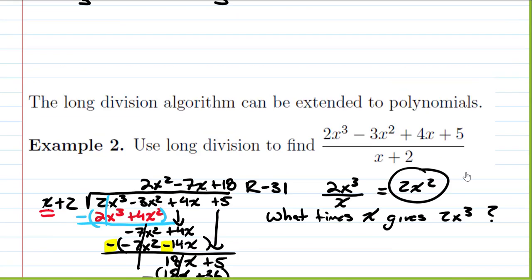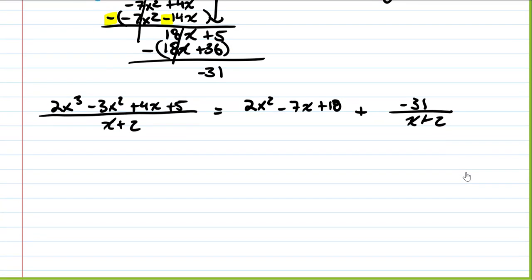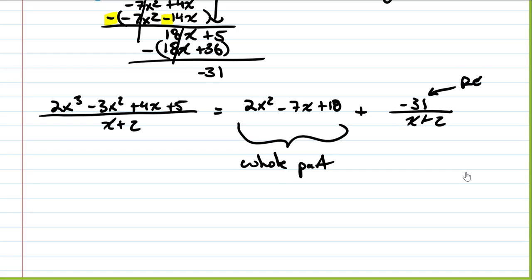So similar to what we did up here, when we had 187 over 3 was our whole part plus our remainder over our divisor, when we do polynomial long division, we're going to get the same thing. This is our whole part. The numerator is our remainder. And the denominator is going to be the divisor.